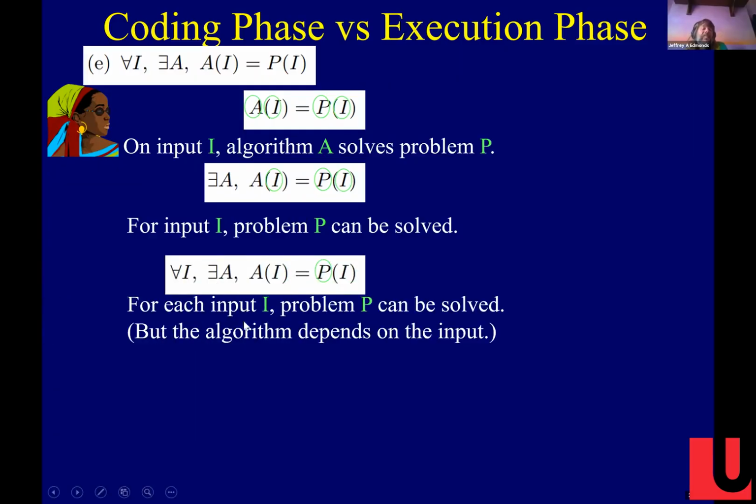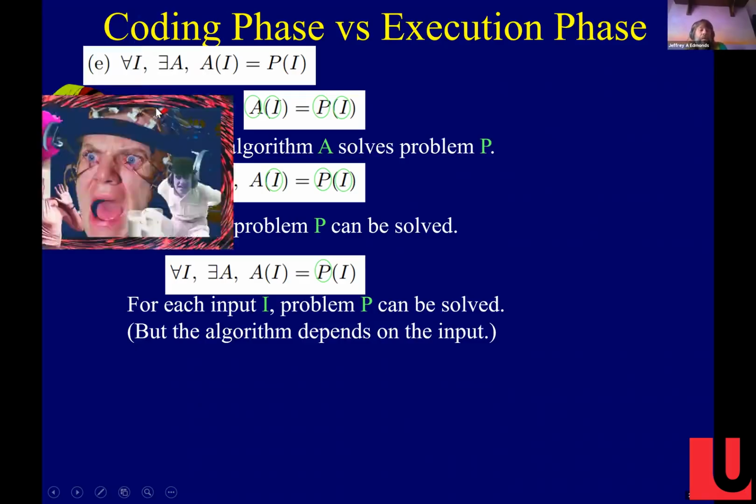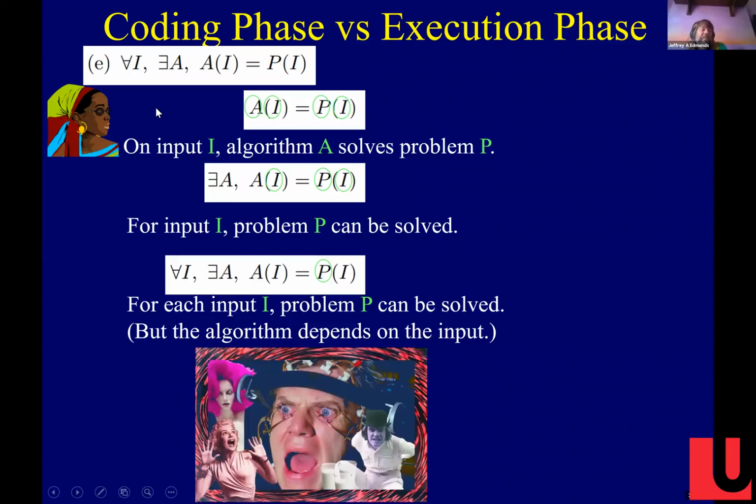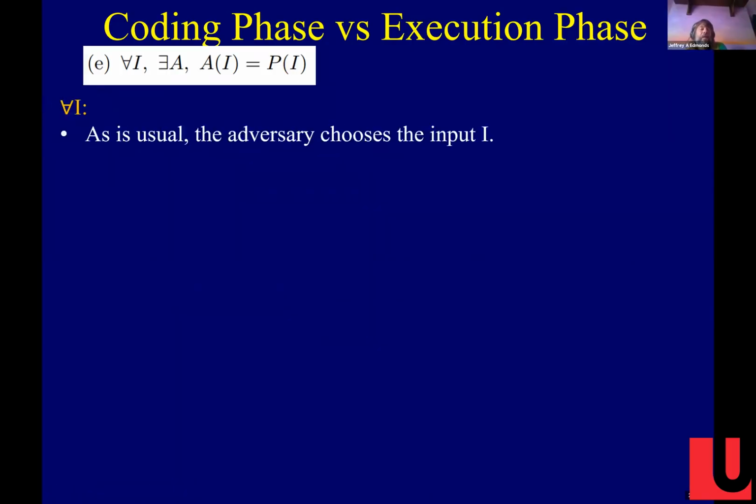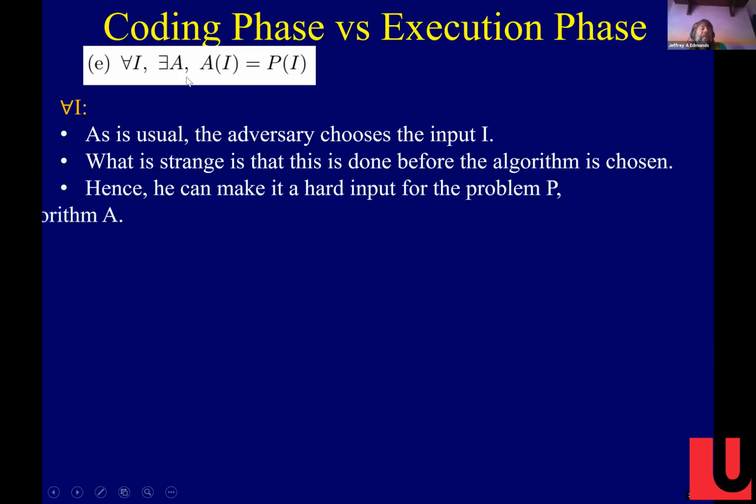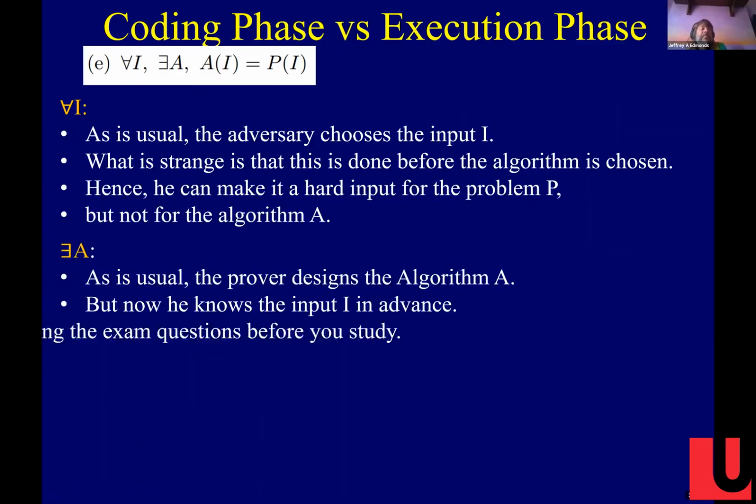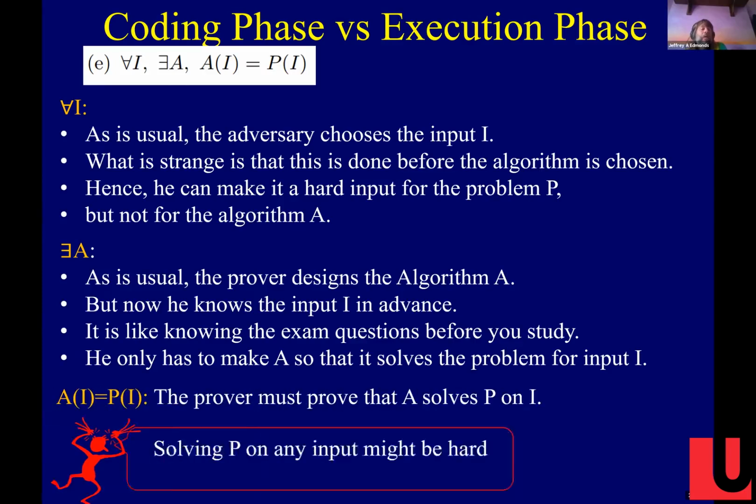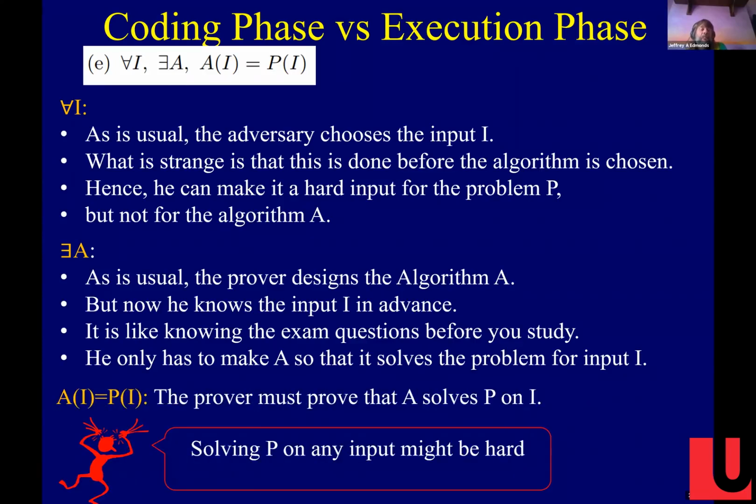And now it says for each input, the problem can be solved. But note, the algorithm can depend on the input, right? And this is our Clockwork Orange kind of thing, right? For every input, there can be a different algorithm, and we don't like that, all right? So here, now we switched it around. Now we're saying for every input, there exists an algorithm, right? And this is our classic way we solve things, right?